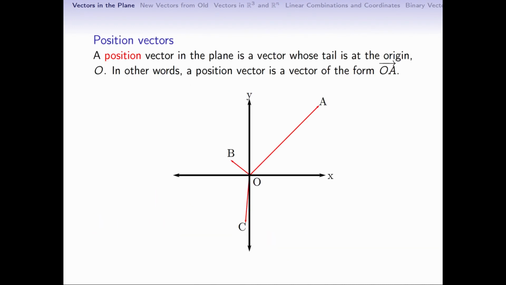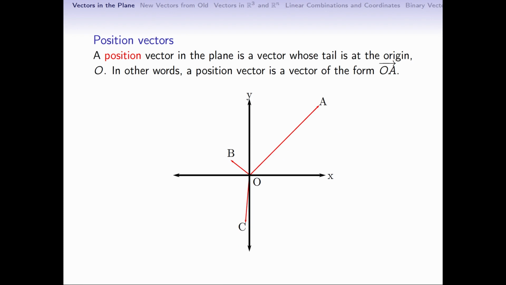Now, amongst all the vectors in the plane, we want to give prominence to a certain class of vectors called position vectors. A position vector in the plane is a vector whose tail is at the origin O. In other words, a position vector is a vector of the form O to A, or O to B, or O to C. Any point in the plane can serve as the head of the arrow, and the base of the position vector will always be the origin.